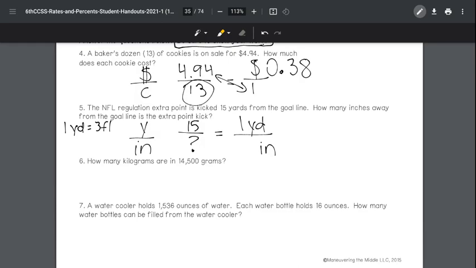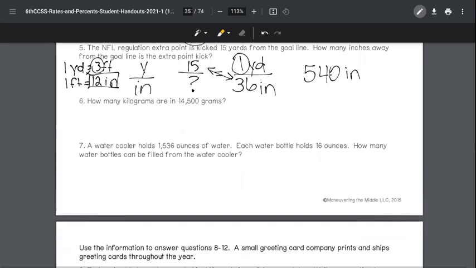equals 3 feet. We know 1 foot equals 12 inches. So if each foot's 12 inches and I have 3 of them, 12 times 3 equals 36 inches. So cross multiply and divide by 1. We figure out that 15 yards is the same thing as 540 inches.